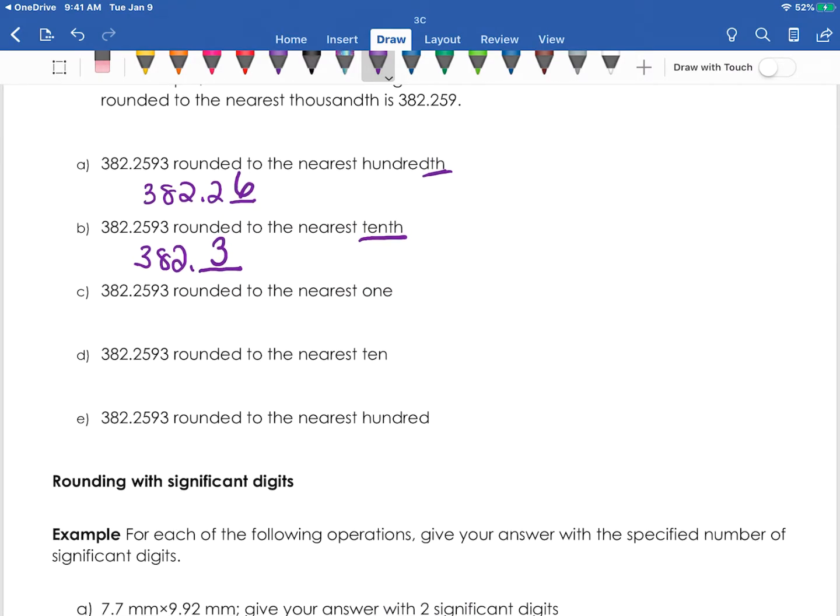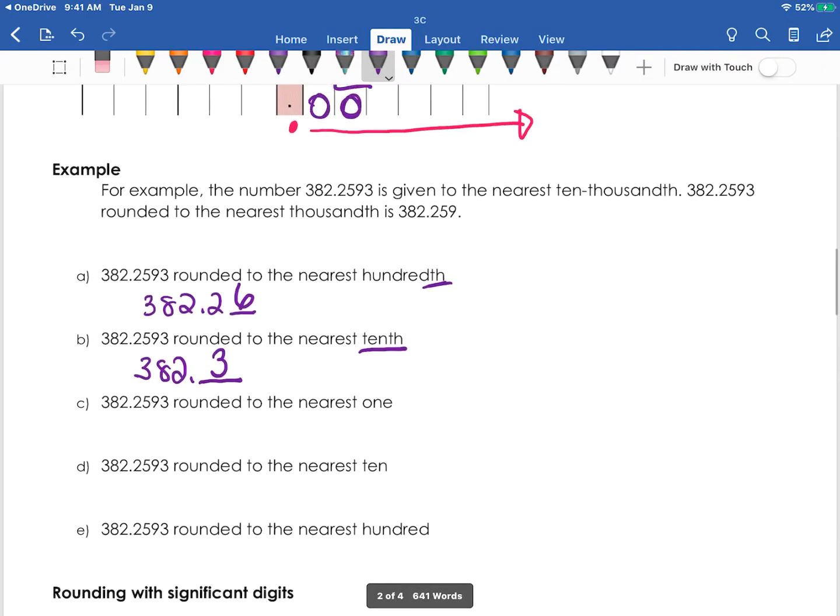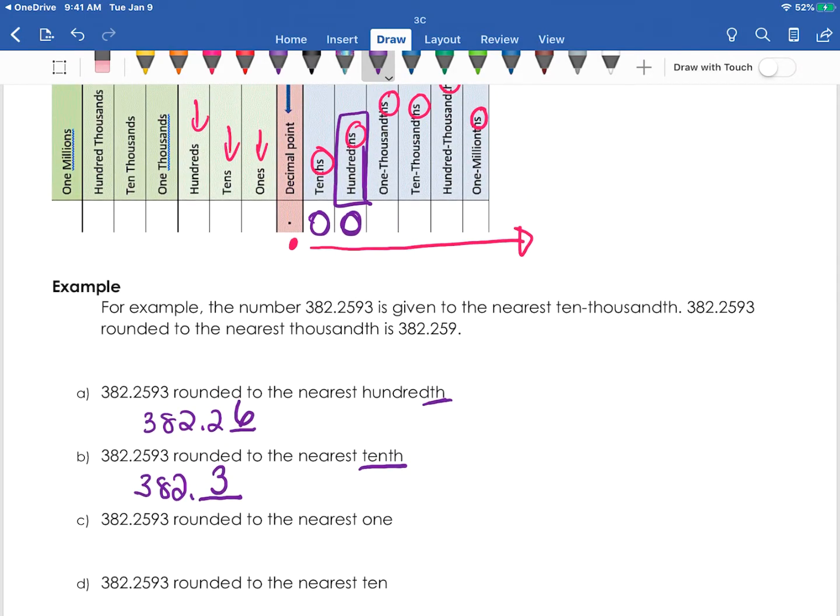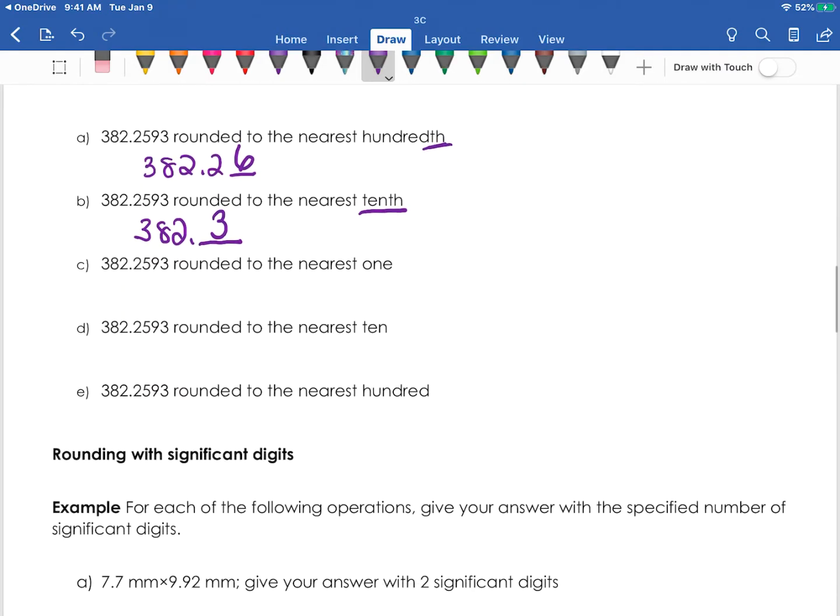Now I want to take 382.2593 and round it to the nearest 1. That means there's going to be no decimal place. If we look up here, we want everything up to here and then stop at the decimal. We don't want anything to the right of the decimal.